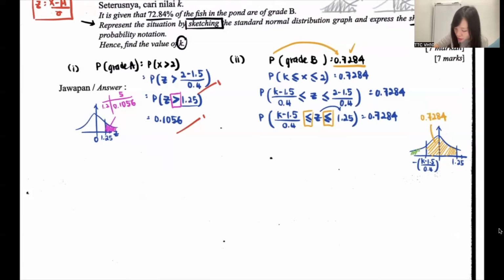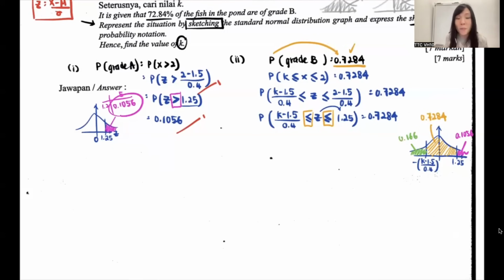You should find this green color part value. So how do I know the size of this green part? To find the green size, I need the pink size, which is the one you just got. Isn't it 0.1056? So when the pink is 0.1056 and the orange is 0.7284, the total probability is 1, so 1 minus 0.7284 minus 0.1056 gives 0.166.